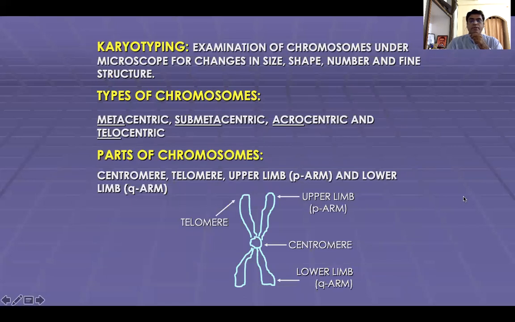Karyotyping is nothing but examination of chromosomes under a microscope for changes in size, shape, number, and fine structure. Types of chromosomes is like the classification. There will be metacentric, submetacentric, acrocentric, and telocentric type of chromosomes. And the parts of a chromosome: there will be a centromere at the center, a telomere, and you will have an upper arm or P arm, and the lower arm or Q arm.